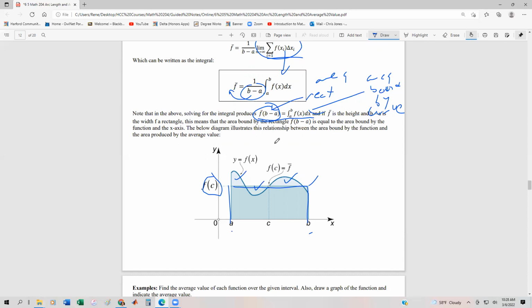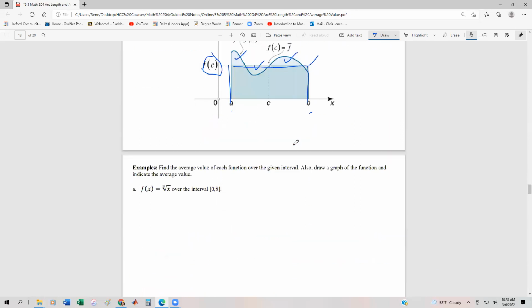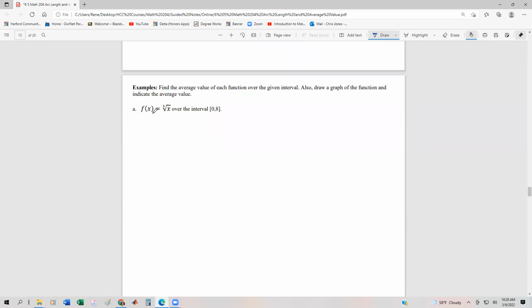But anyway, let's just take a look at a few examples of average value. All right, so we have our cube root function, and we have the interval from 0 to 8, and we'd like to find the average value. We want to draw a graph of the function and indicate the average value in that graph. This is pretty easy. F bar, which I'm going to call the average value, is 1 over (b minus a) times the integral from a to b of f of x dx. In this case, b is 8, a is 0.